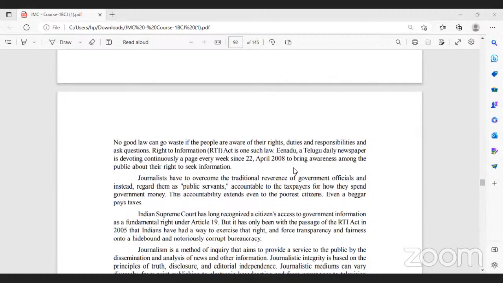Right to information is one such law where we see that Eenadu, a Telugu daily newspaper, has been devoting a page every week since 2008 to bring awareness among the public about the right to seek information. So if we quote one example, the Eenadu newspaper is continuously giving information about the right to information, how to access it, and how people can avail and seek the information.